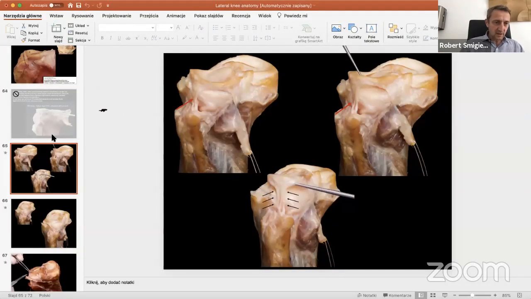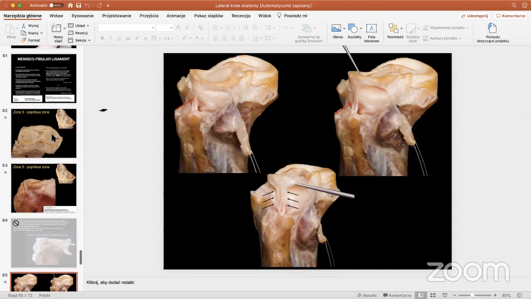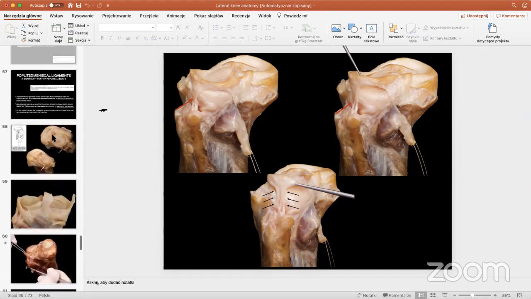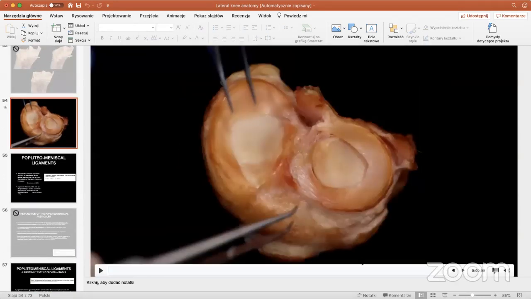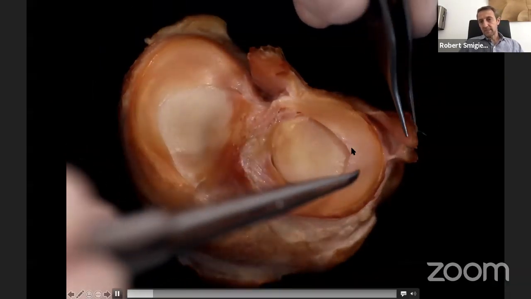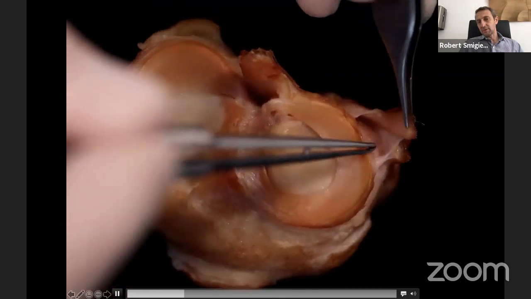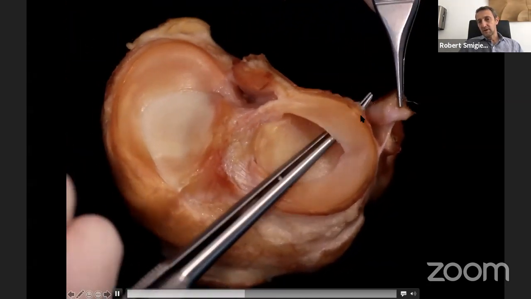Maybe the movie. I just fear it's better to show it. Find it. This one. Okay. Can you see this? Yes. Look at it. This is the popliteal tendon, menisco-popliteal fibers here.